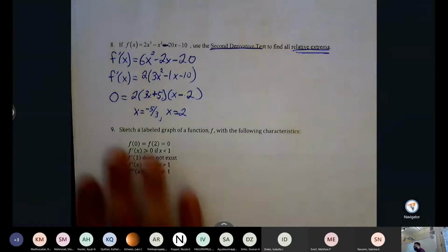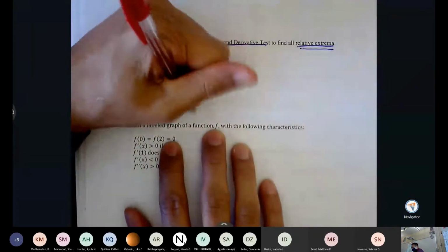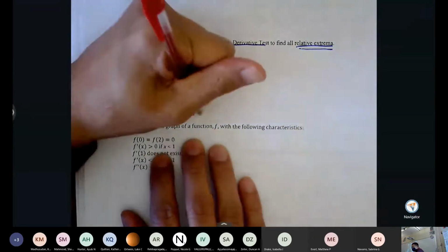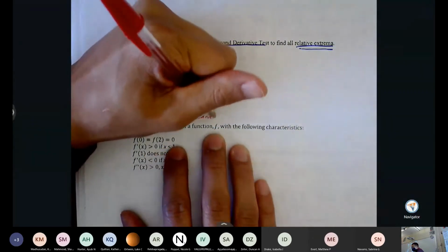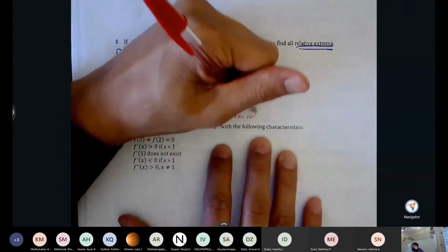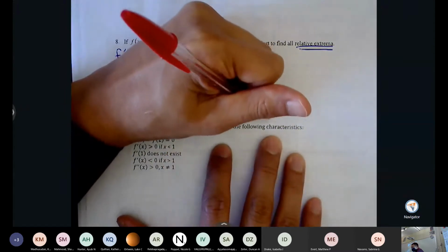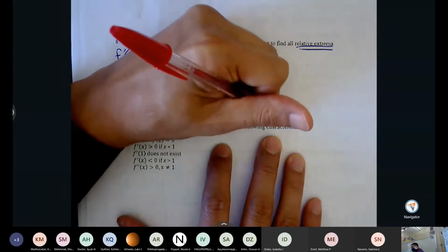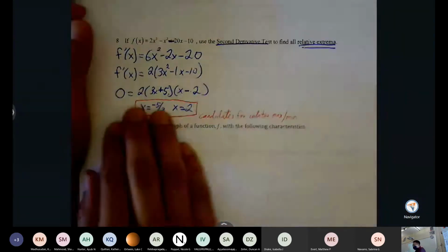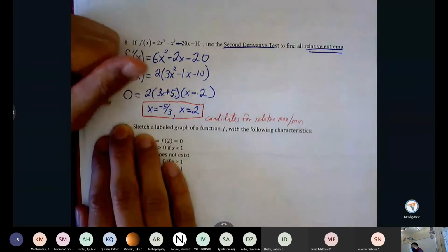Okay, so we've gotten this far. I want us to make sure that we understand what we're looking at here. These are candidates for max and mins. These are locations where we have slope zeros.